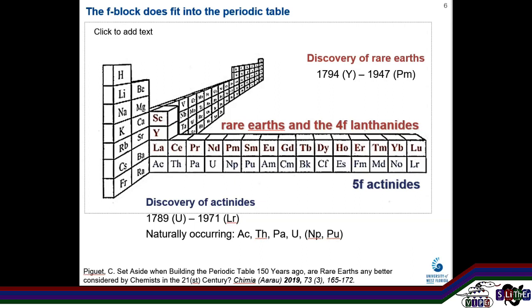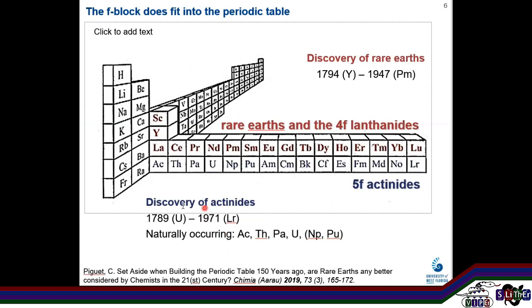But for the rare earths, if we start thinking about just what they are, where they're coming from, the rare earths and the 4F lanthanides, they're on the top row here. They include yttrium and scandium, and they've been discovered for quite a while. So 1794 to 1947. Promethium was the last to be discovered. It's radioactive. And if papers do a series of investigation with every element, usually they leave out promethium just because it's radioactive and they don't want to have to work with it.